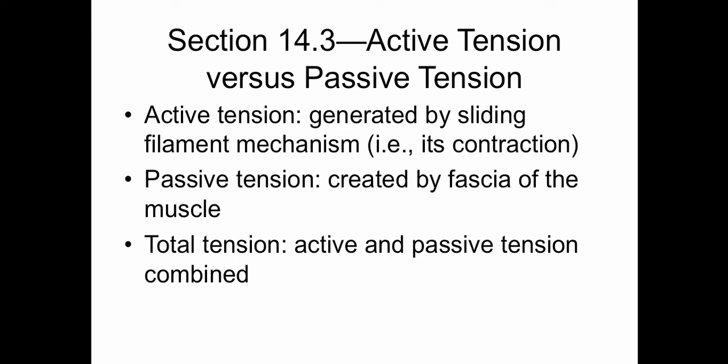Active tension versus passive tension. Active tension is generated by a sliding filament mechanism. For example, its contraction. Passive tension is created by fascia of the muscle. Total tension is active and passive tension combined. In this situation, it may help to think of passive tension as a rubber band. When a rubber band is stretched, it's naturally elastic, and it creates a pulling force that will pull on whatever is holding the band in the stretch position.